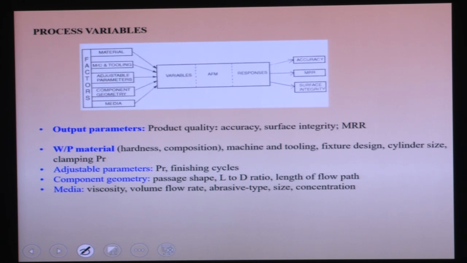Then adjustable parameters: you can control the pressure, so you can increase or decrease it, and you can control the finishing cycles or finishing strokes. One stroke means from the top media cylinder to the bottom media cylinder. One cycle means the media goes from the top media cylinder to the bottom media cylinder, and then from the bottom back to the top. So two strokes make one cycle.